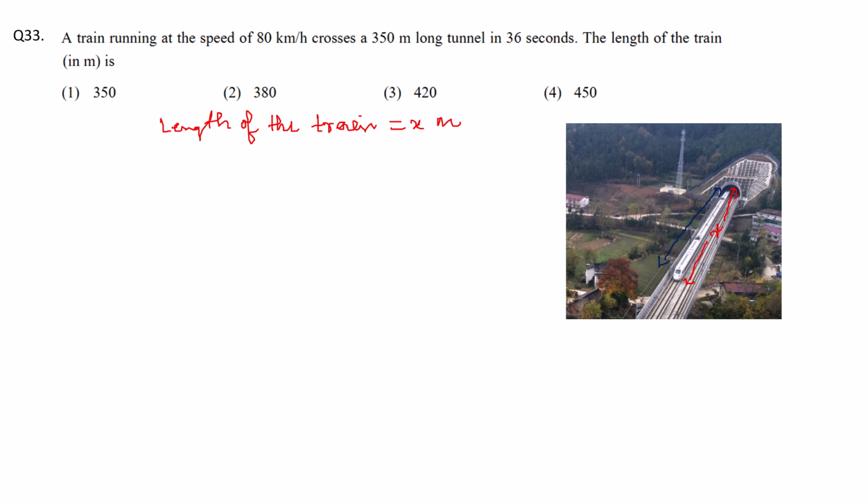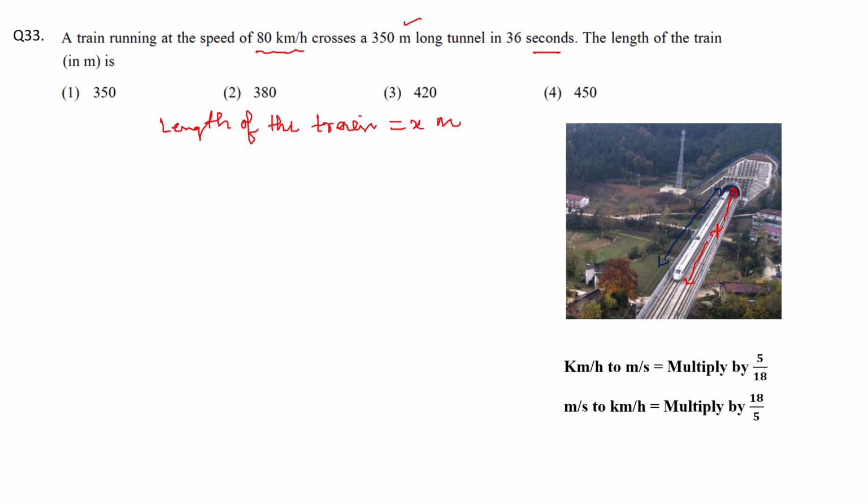Now one more thing, if you notice, speed is given in kilometer per hour, but tunnel length and the time are given in minute, meter and second. So your first step should be to convert kilometer per hour to meter per second. There is a small trick to convert kilometer per hour to meter per second. I have given the trick over here. Whenever you have to convert kilometer per hour to meter per second, just multiply that value by 5 by 18. And if you have to convert meter per second to kilometer per hour, multiply by 18 by 5.